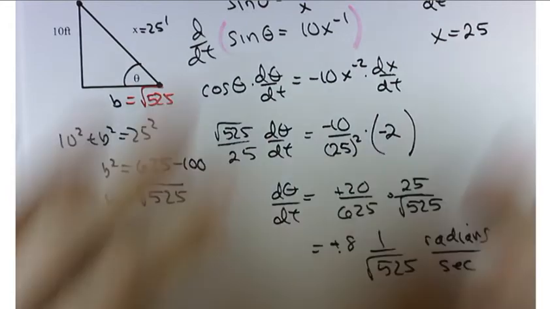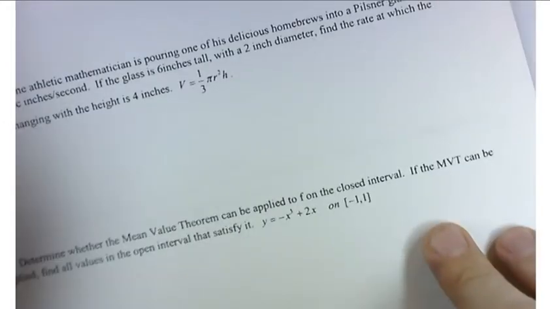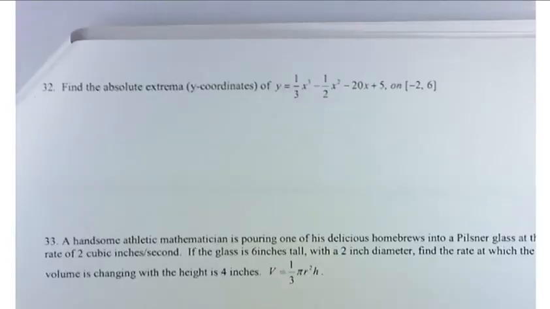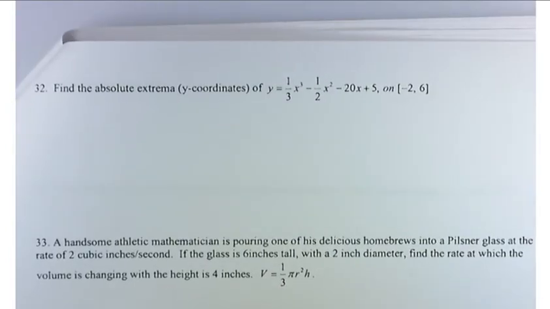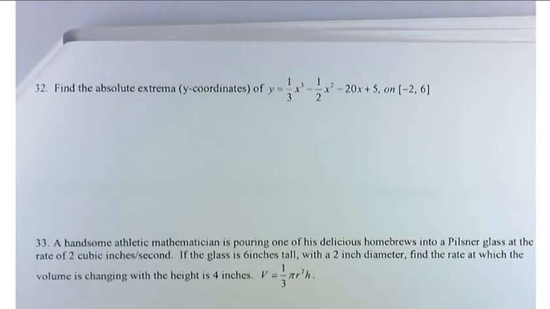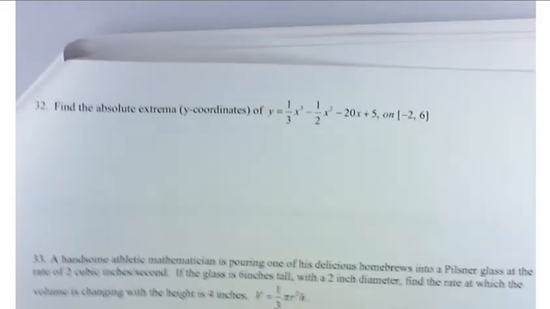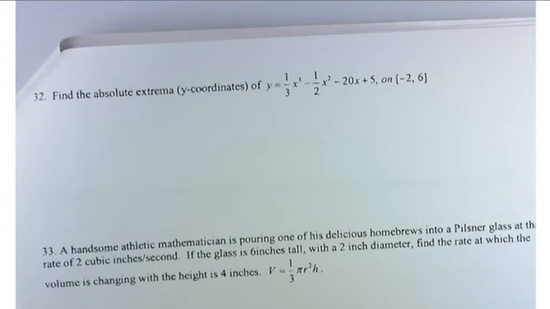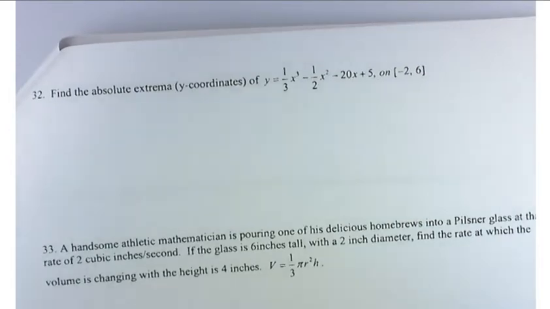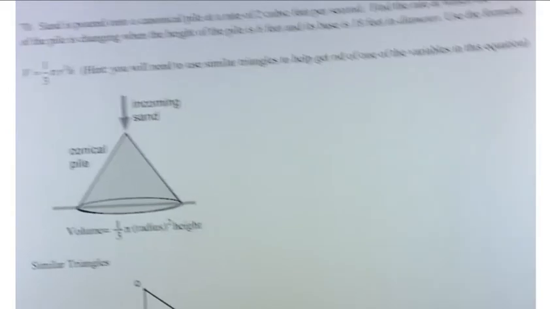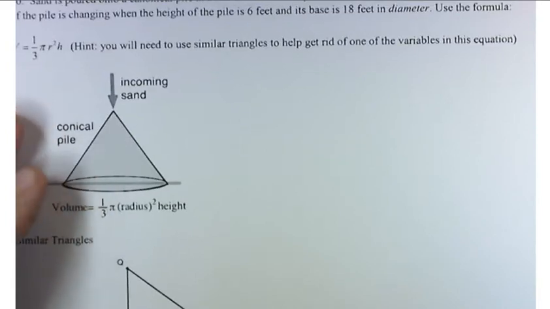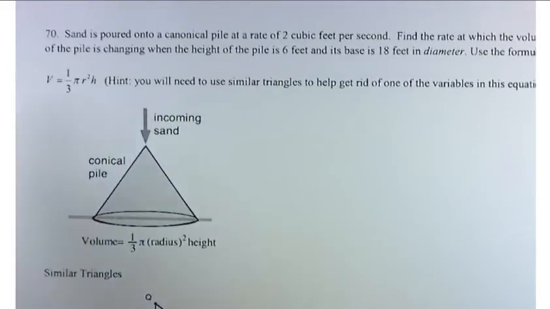All right. We had a question on 33. This problem is very similar to problem number 70 as well, and I've got more room to write here for problem 70. So let's take a quick look at problem 70. If we do this one, problem 33 is very, very similar. They're both dealing with cones and conical piles and similar triangles, etc.